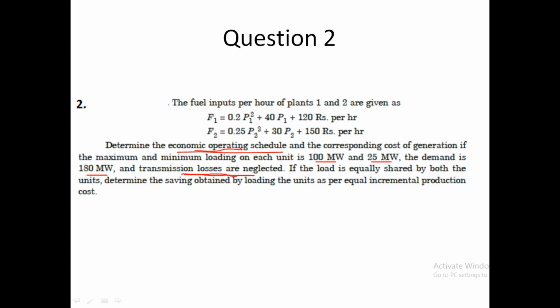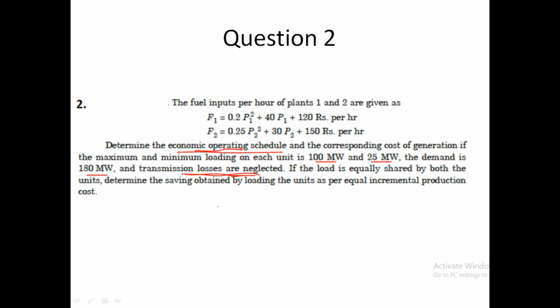We have considered two cases. In one case we have neglected the transmission losses. In the other case we have considered the transmission losses. So here the transmission losses are neglected. If the load is equally shared by both the units, determine the saving obtained by loading the units as per equal incremental production cost.